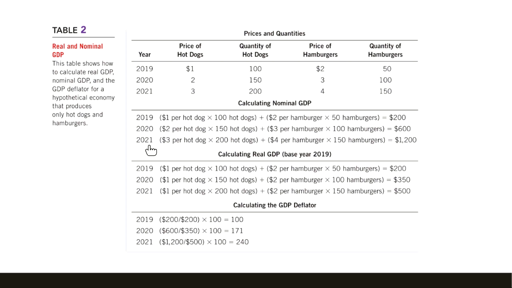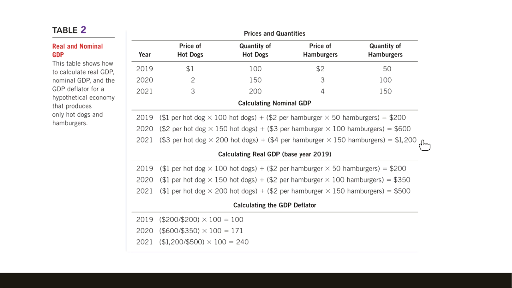Now, if we go to 2020, following the nominal calculation, we're now doing $2 times 150 and $3 times 100. So what happens here? $2 times 150 plus $3 times 100 equals $600. Oh, wow, we grew 300%. We grew 3 times as much from 2019 to 2020, right? Did we really? Let's just pause. We only increased 50 here and we only increased 50 here. So obviously this increase in price alone is driving a lot of this increase in value.